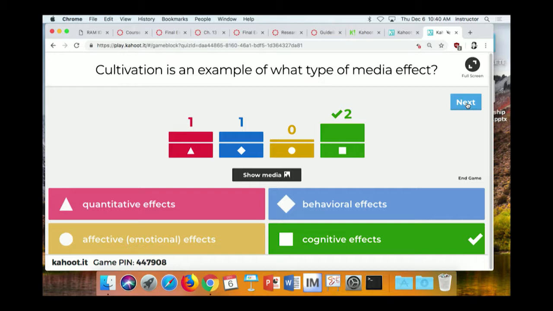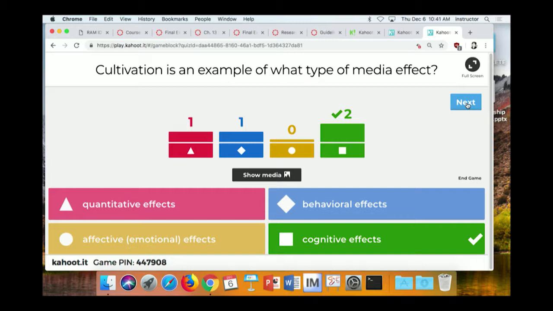So a cognitive effect means that it is an effect that has an influence on your cognition, on how you think about and perceive the world. So that is what the cultivation analysis is looking at. Basically, if there's a lot of violence on TV, it asks, okay, what's the effect? Does that affect how we perceive the world? It definitely does. We think the world is a meaner place because of it.